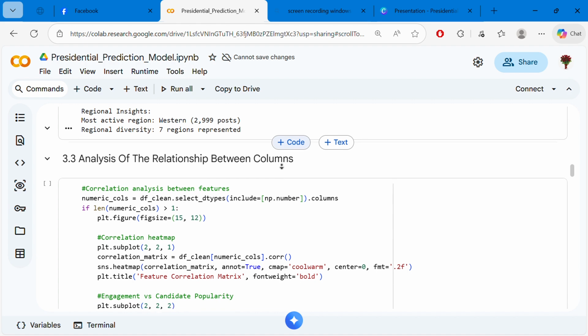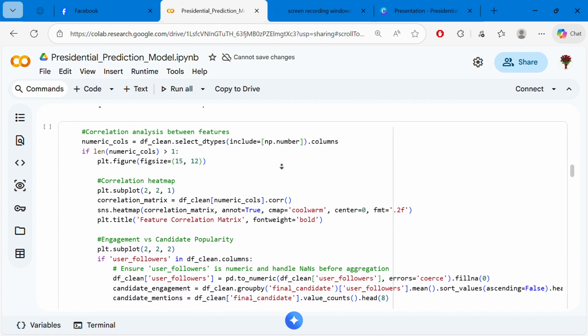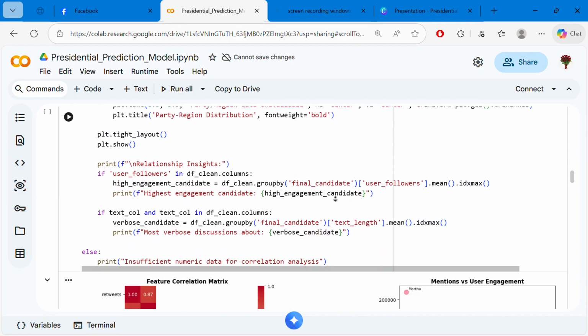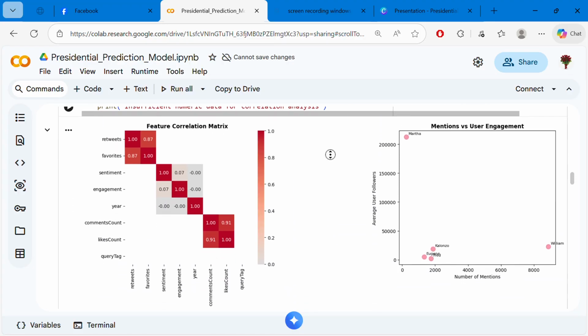Then we went to the relationship between the columns. We had about 7 columns and wanted to see how they are related: retweets, favorites, sentiment, engagement, year, comment count, like count, and quotes. We made a correlation matrix on retweets, favorites, and sentiment. Some of them were not related in any way; they were unique.